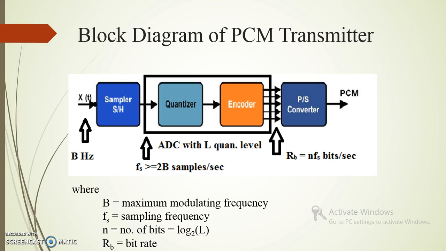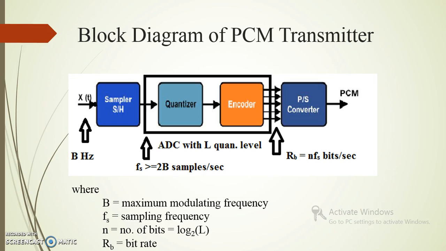The next block, which is a combination of quantizer and encoder, you can call an ADC with L number of quantization levels. Using this L, we can find out the number of bits required per sample. And the combination of these gives the bit rate, which is equal to the product of the number of bits per sample and the sampling frequency. Here RB is nothing but the bit rate.